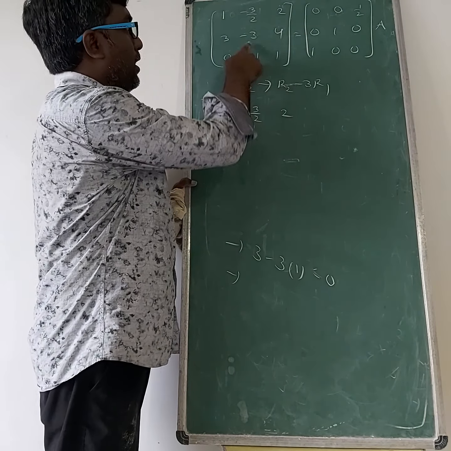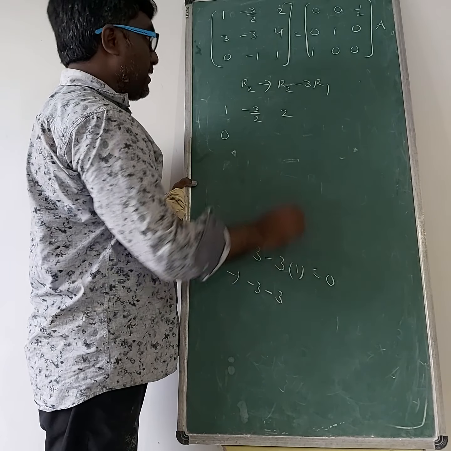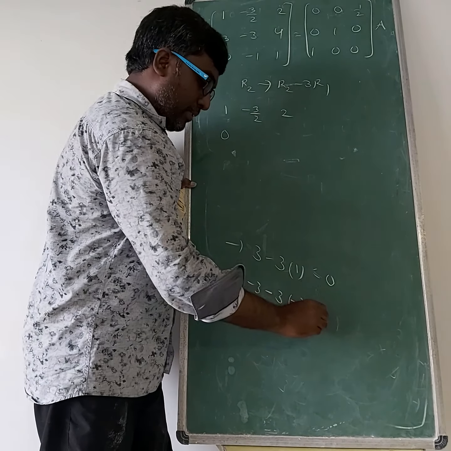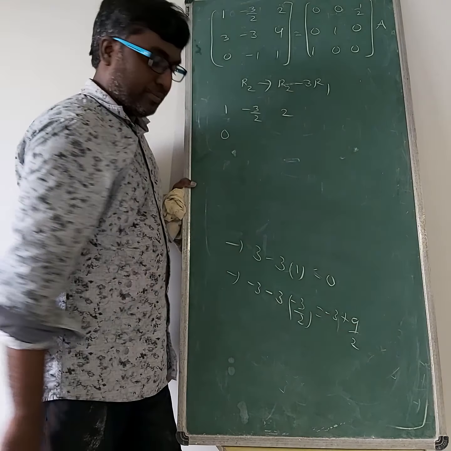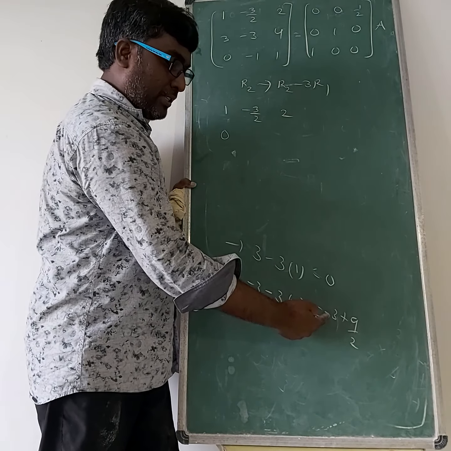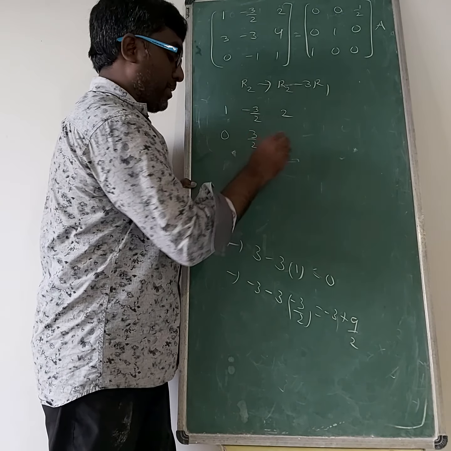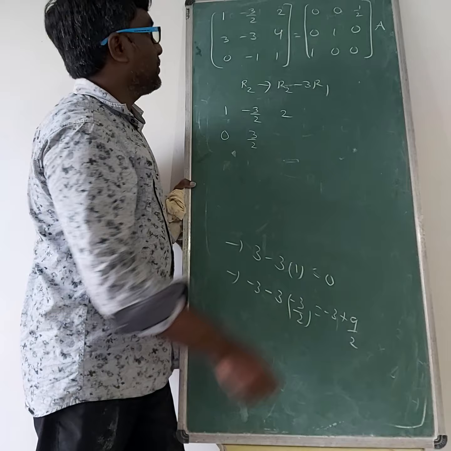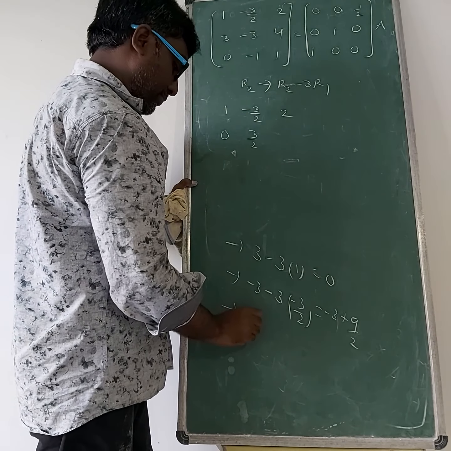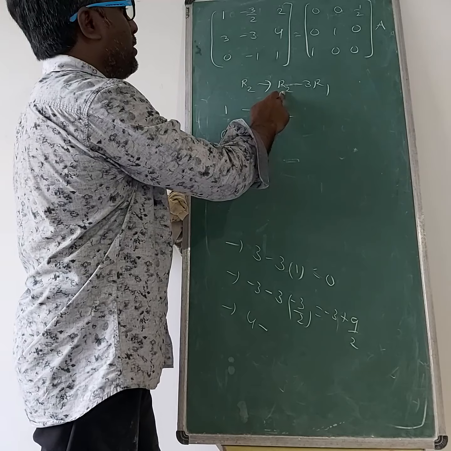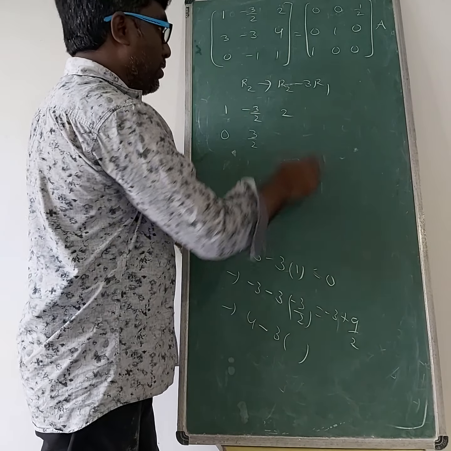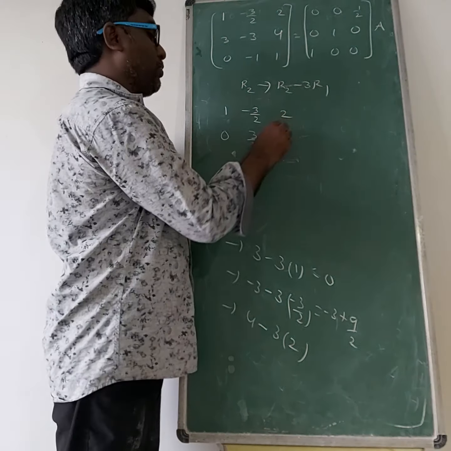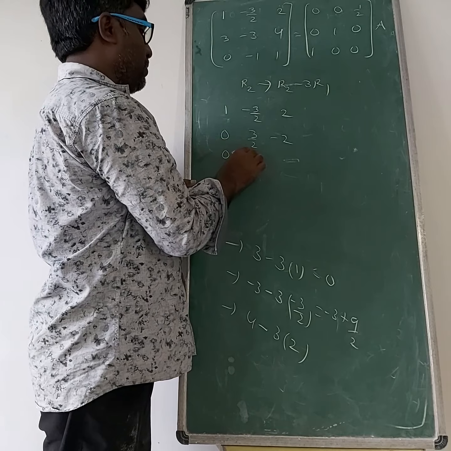Now the second element of R2 is -3. -3 minus 3 into the corresponding value -3 by 2, so this value is -3 plus 9 by 2. After taking LCM, -6 plus 9, positive 3, so 3 by 2. And the last one: 4 minus 3 into the corresponding R1 value 2, so 4 minus 6, which is -2. The remaining row is as it is, 0 -1 1.